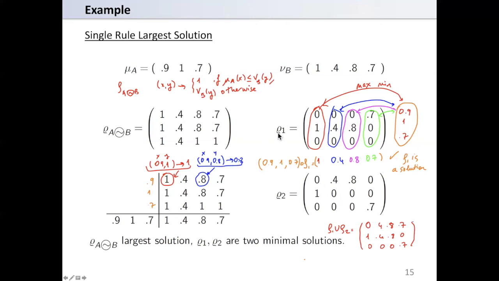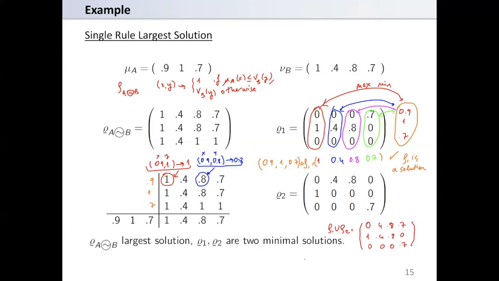So we have row 1 satisfying the condition. This is a solution. This is another solution. The union is also a solution. It may be checked if the composition with the given membership on A with this relation is satisfying the membership on Y. And you will notice that if it is checked, this is also a solution.